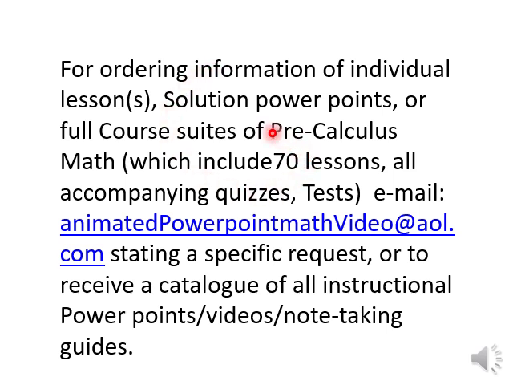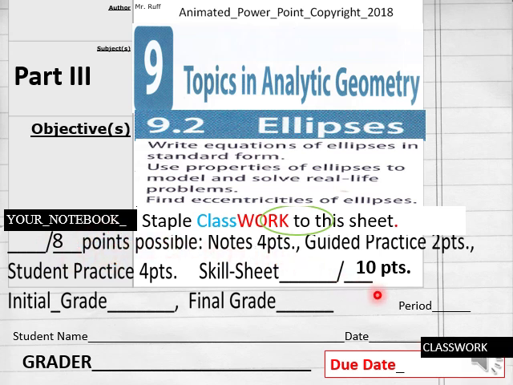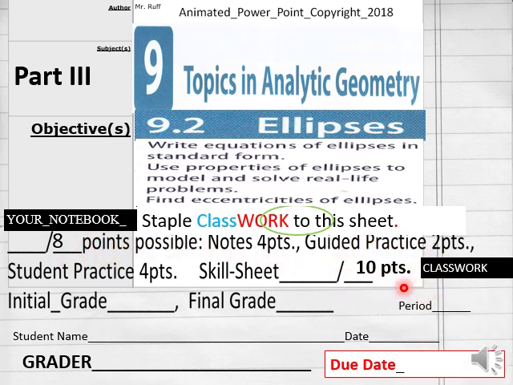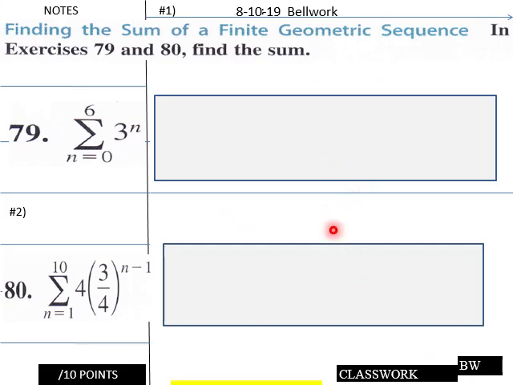Hello everybody, we're getting ready to do lesson 9.2 part 3 of classwork of pre-calculus math today. For today's classwork you'll have 8 points that will go into your notebook guide, and then 10 points on your classwork sheet. Students, put your name, date, period. Homeschoolers and onliners, put your due date here. And then today's bell work.